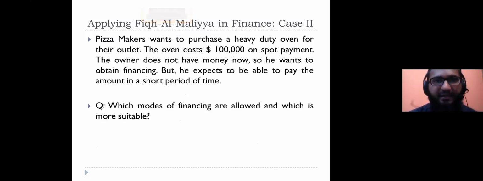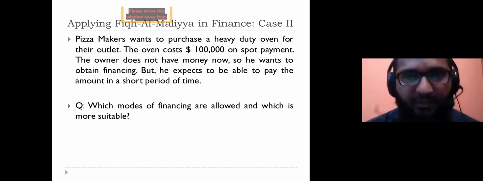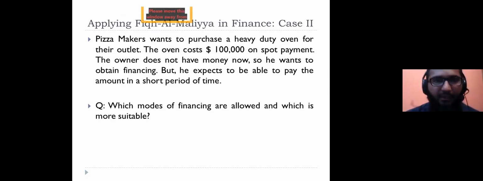Now, take another example. We have a company, let's say pizza makers, who want to purchase a heavy duty oven for their commercial operations. The oven costs, let's say, $100,000 or rupees, whatever the price is. The price is this much if you pay on spot. The owner does not have that much money, so he wants financing. He expects to be able to pay the amount in a short period of time.